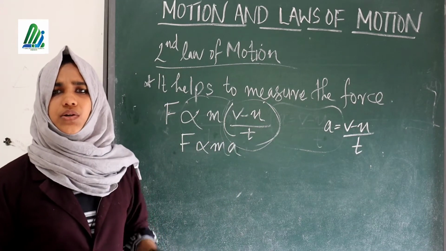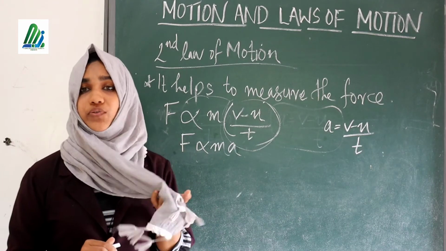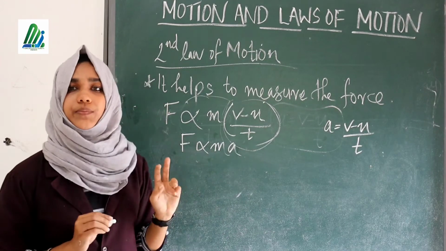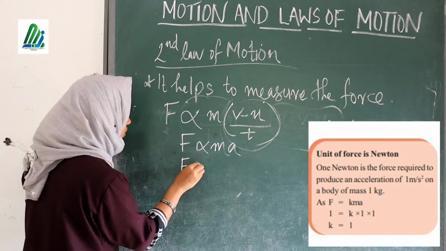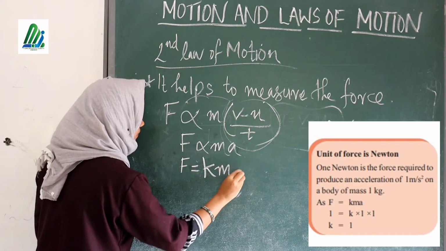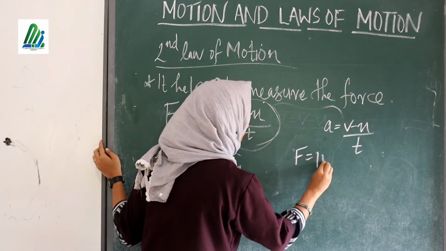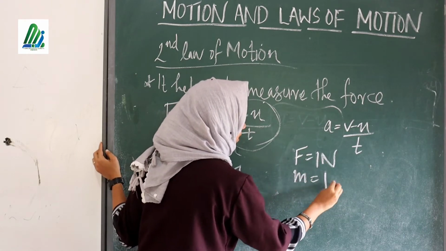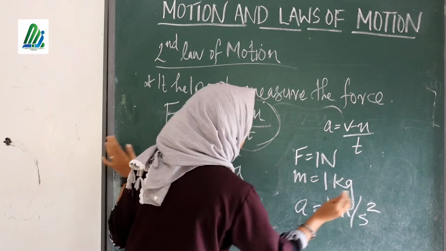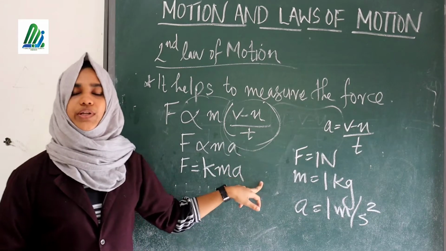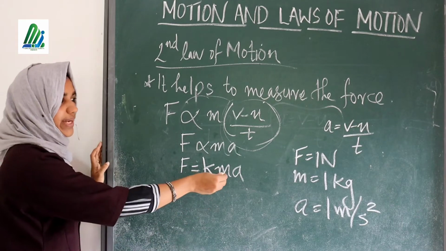Is it clear? Using a constant, the above equation can be written as F is equal to k m a. Look here. We can take F equal to 1 newton and m equal to 1 kilogram, then a is equal to 1 meter per second squared. The unit of force is newton, the unit of mass is kilogram and the unit of acceleration is meter per second squared. So we can apply these values here.